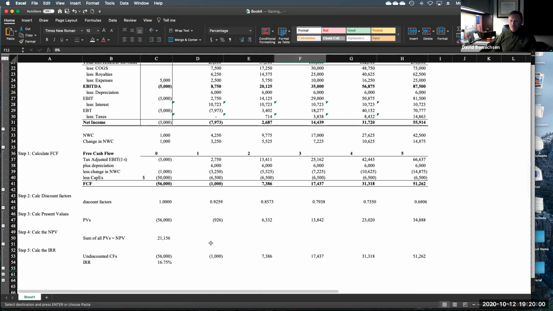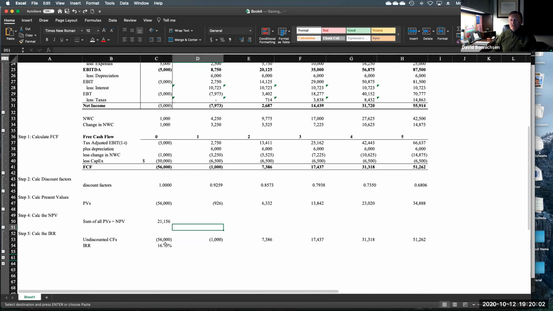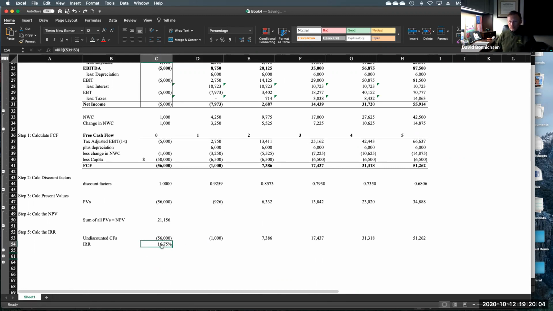So what many of your companies will do is, instead of looking at the raw IRR number, they'll look at what's called the spread to WACC, or the difference between the IRR and your discount rate.